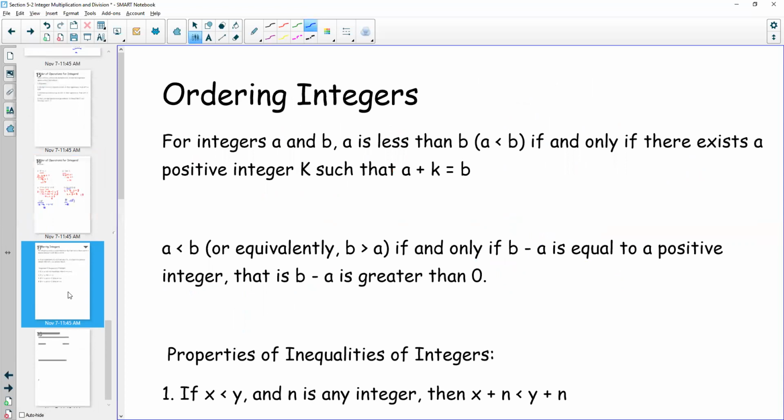If we have integer numbers, one of the things that can be hard for kids is putting them in order if they're not comfortable with the number line, right? So if I have integers a and b, a is less than b if and only if there exists a positive integer k such that a plus k is b. So a is less than b if there's something that I can add to a to get b. B can also be greater than a if and only if b minus a is a positive integer and greater than 0.